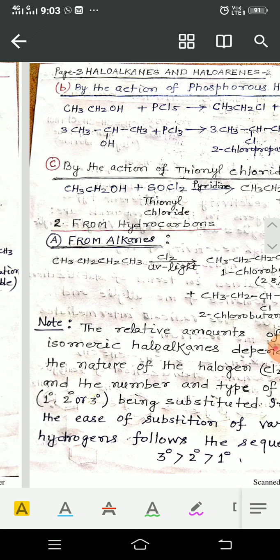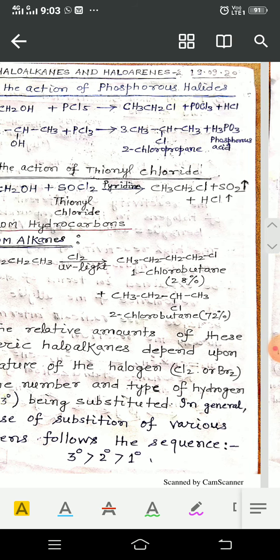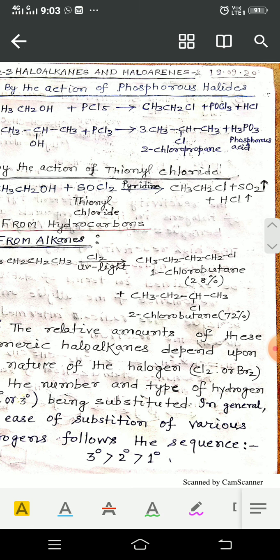Now by the action of thionyl chloride, SOCl2, the same type of reaction takes place. In place of OH you will get Cl, and one Cl remained, which comes in the form of HCl, and the O of this OH gets attached with SO of SOCl2, and it gives SO2 here. See here, SO2.